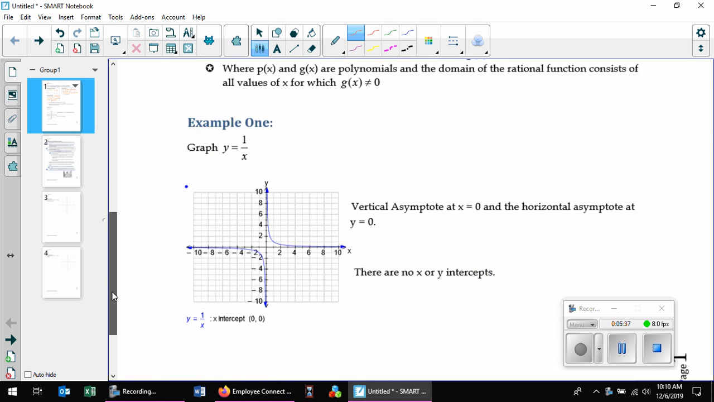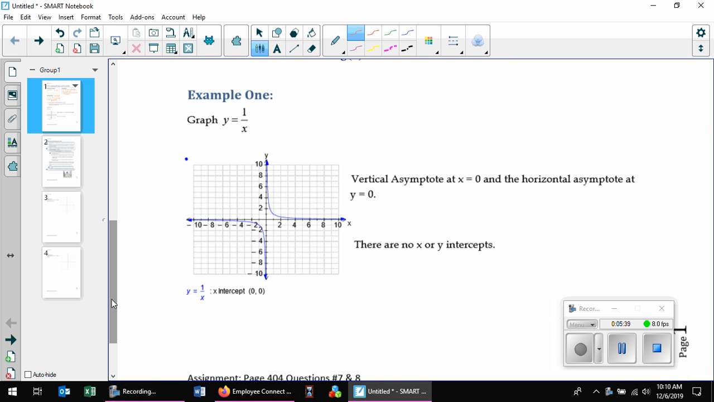So this is your most perfect, your most beautiful reciprocal graph. It's the easiest one. You're going to do this again in grade 12, and all your transformations will be done off this one. That means nothing to you now, but it will in a little while. So we have a vertical asymptote. So vertical, remember vertical is up and down, and it has a horizontal asymptote of y equals 0.